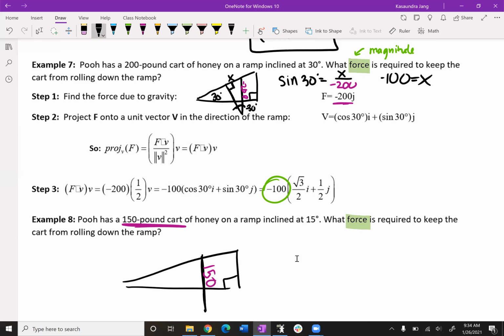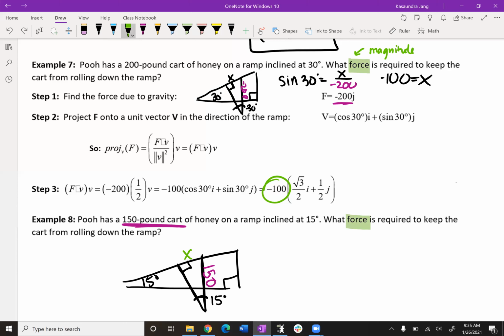Then this other one, we're going to go at 90 degrees here. With a 15-degree incline. So here's my incline. Honestly, this is what they're talking about, but I'm just drawing a congruent triangle. So I'm going to put that 15 degrees down here. That's congruent to the other triangle. And they want to know what force is required to keep the cart from rolling down the ramp. So we're talking about this X force to keep it from going down that ramp.